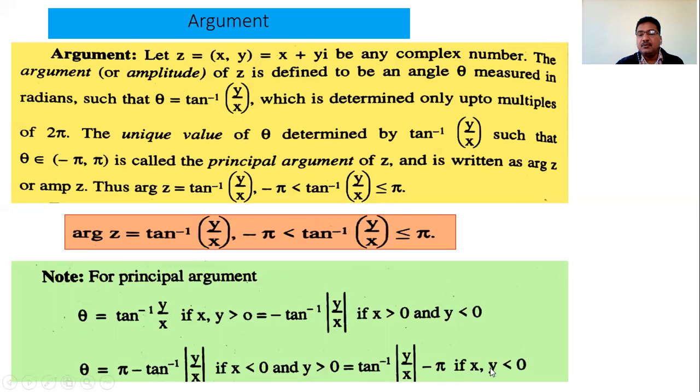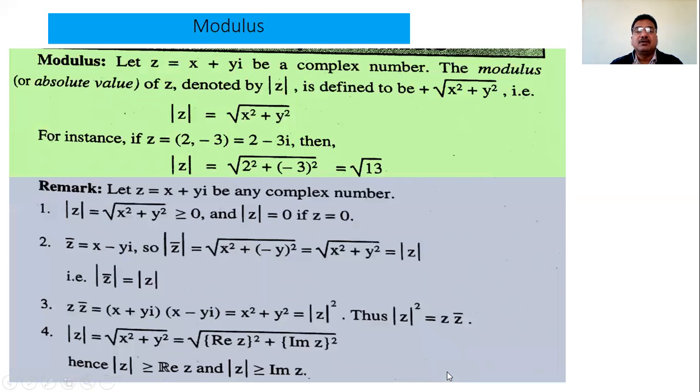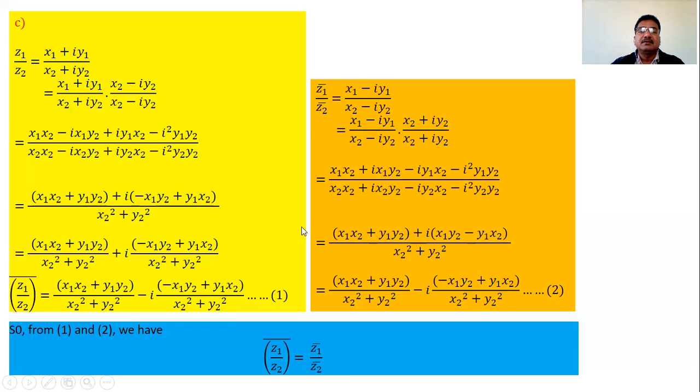And if x and y are both negative, then use the definition theta as tan inverse mod y by x minus pi. Here, pi minus tan inverse mod y by x for the second quadrant, and tan inverse mod y by x minus pi for the third quadrant. So use these 4 definitions. This is for the first quadrant, this is for the fourth quadrant, this is for the second quadrant, and this is for the third quadrant, where both are negative.